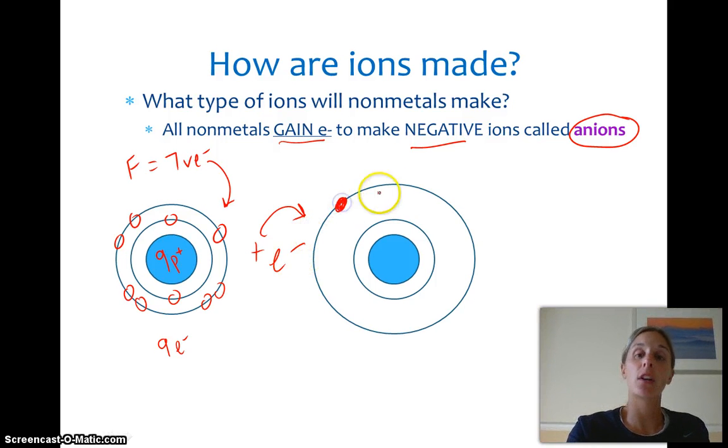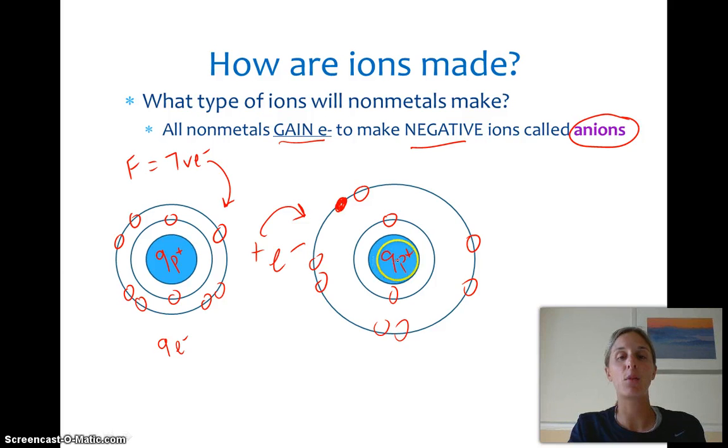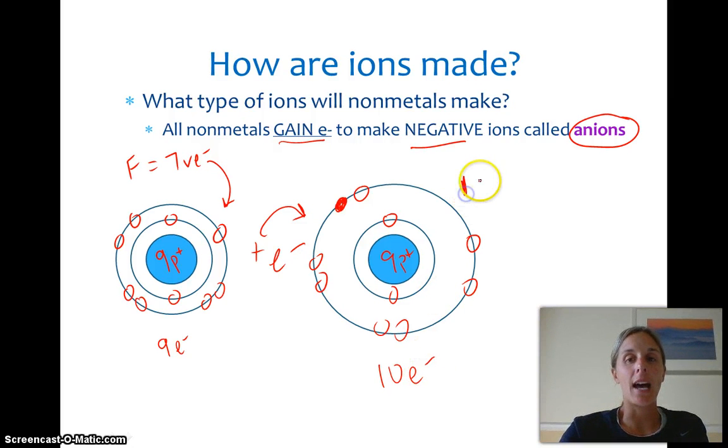So we can show that with a different colored circle or a filled in circle. So the nucleus again remains unchanged. It still has 9 protons. But this time, since it's gained an electron, it now has a total of 10 electrons in the atom. So we can see here, if we compare the positive and the negative, we've got 9 positive things in the nucleus and 10 negative things in the orbitals. So this guy would take on a -1 charge. So when you gain, you become negative because we've added an extra negative piece.